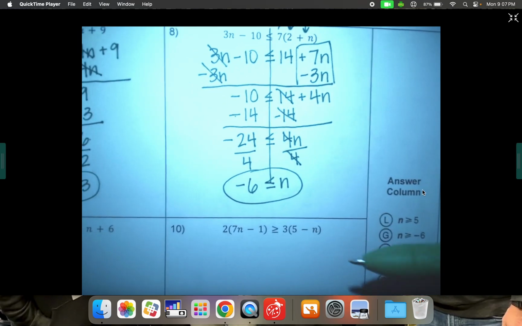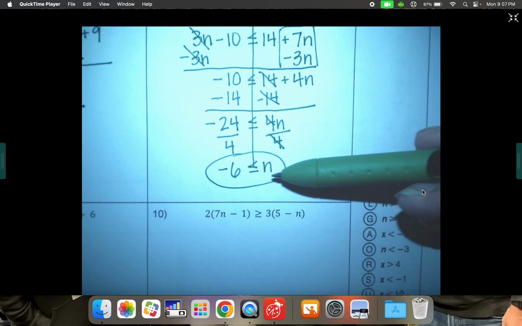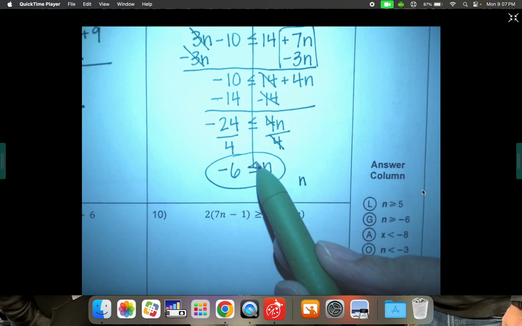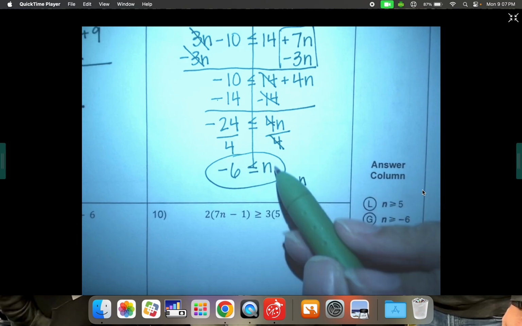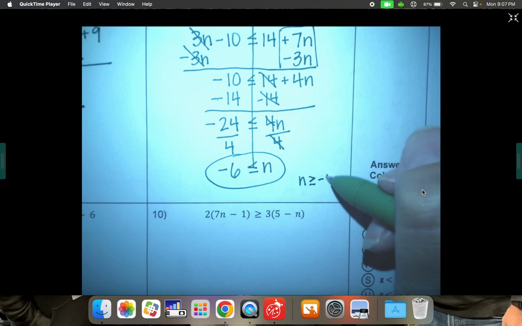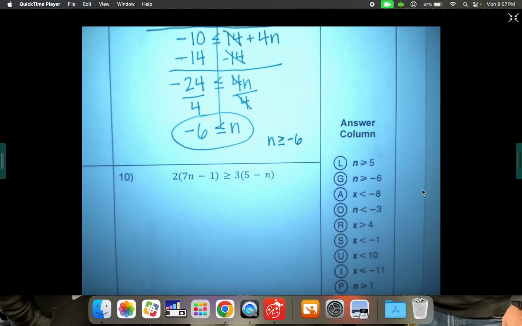The problem is the variable comes last. So if you want to rewrite it, you can, to where the n comes first. Just be sure the open mouth, the greater than, is facing the n. So it's going to go like this. So let's look for that answer. It's right there. Second one, G.